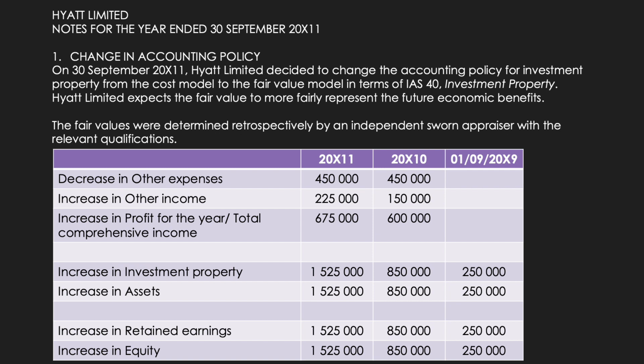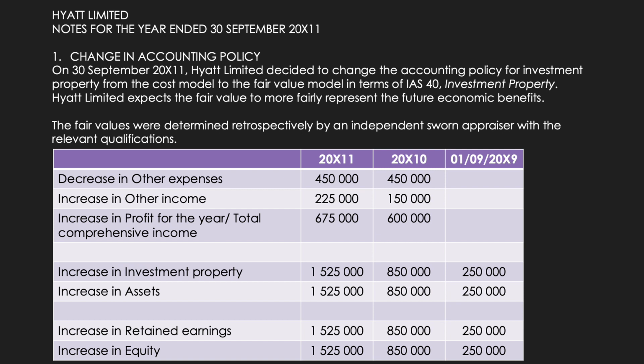How did I get that? Well, if I decrease my other expenses and I increase my other income, you're going to have a big increase in profit because a decrease in expenses results in an increase in profit. We then move on to the increase in investment property. So that increase in investment property in 2010 was calculated on the previous slide as 850,000 Rand. Now you can see, if you go and say the 250,000 Rand increase in investment property on the 1st of October 2009, plus the increase in profit for the year of 600,000 Rand, you get 850,000 Rand. That is how the change in accounting policy note works.